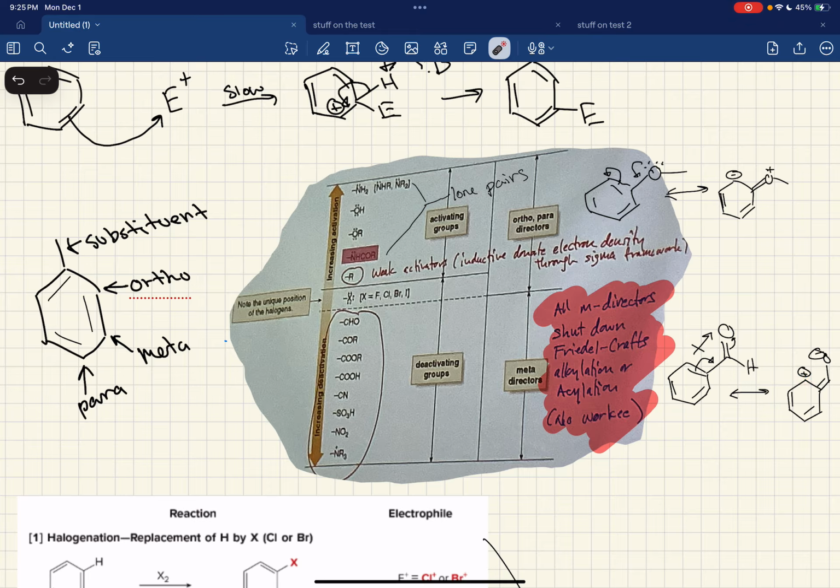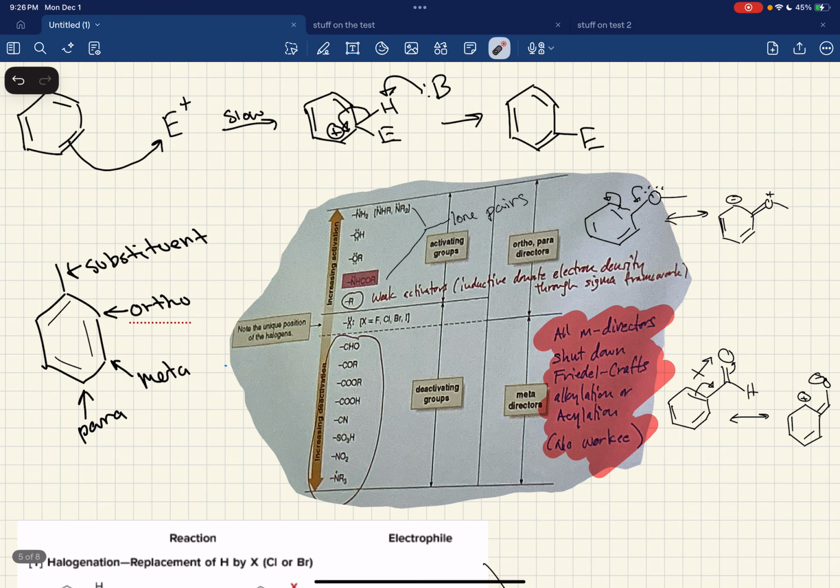That being said, because that is how it directs meta, the reaction will also happen slower, because overall it is pulling electrons away from the ring. So meta directors, the deactivating substituents, will result in slower electrophilic aromatic substitution than the electron donating or the activating groups will.